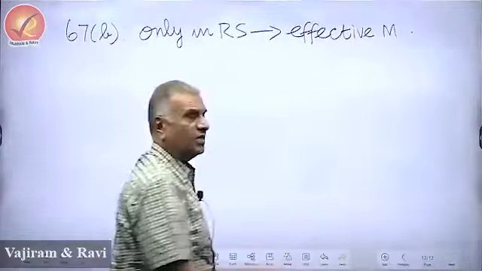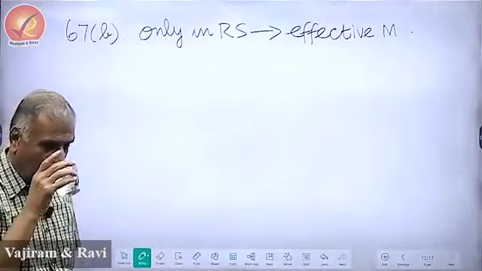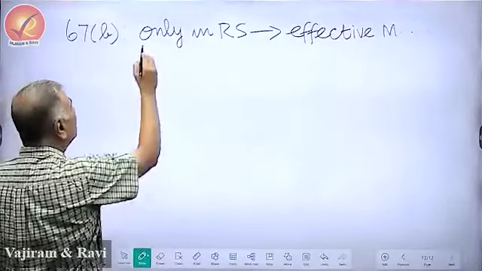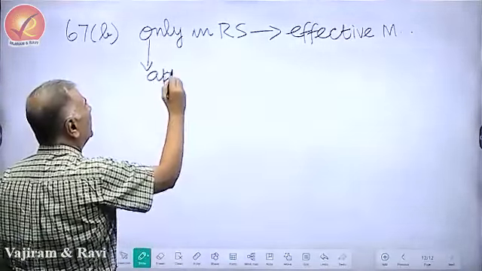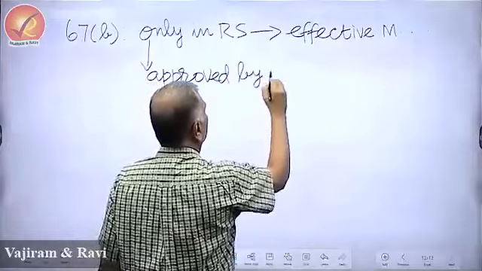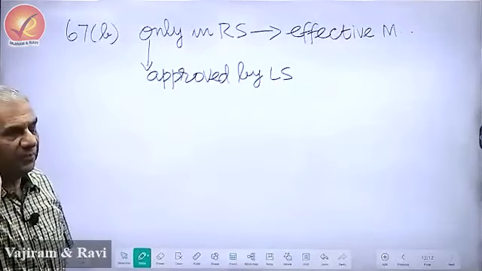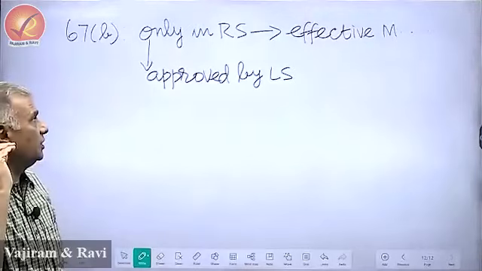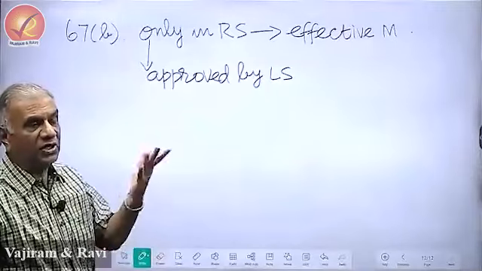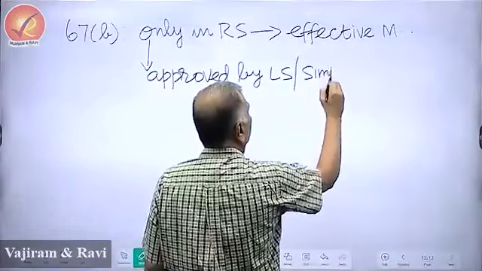So what is effective majority? We will see next. Thereafter, the resolution should be approved by Lok Sabha. So both the houses play a role in the removal of the vice president. By what majority must it be approved by the Lok Sabha? It is not stated in the constitution, therefore it is presumed to be simple majority.